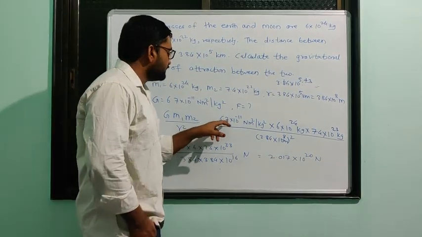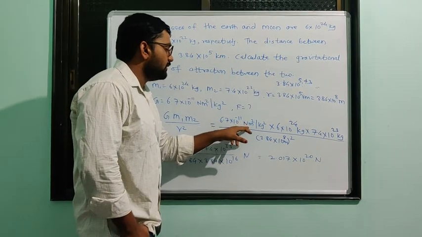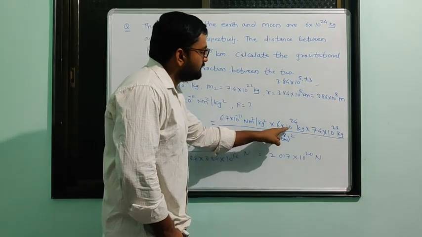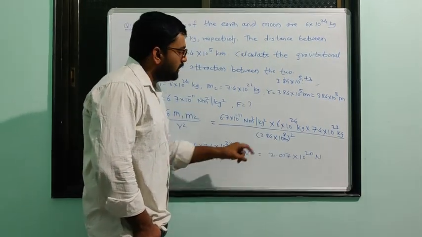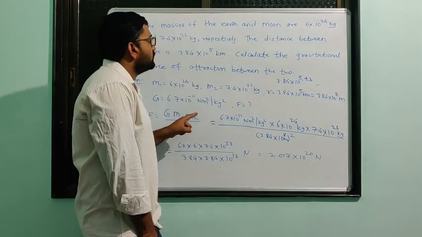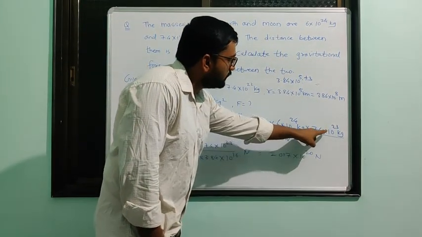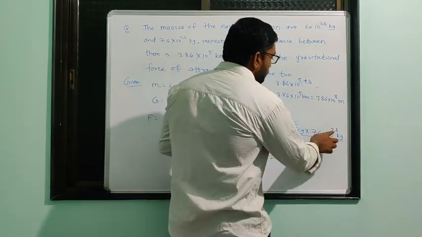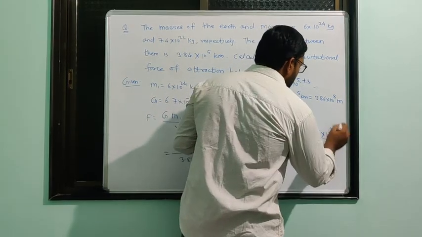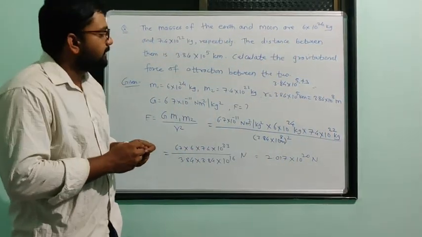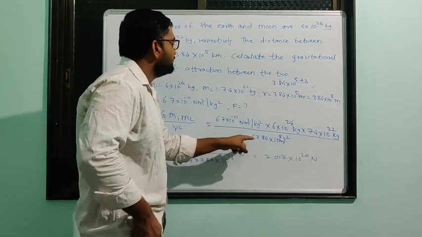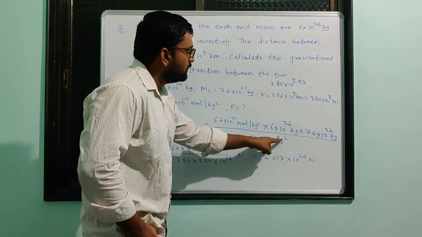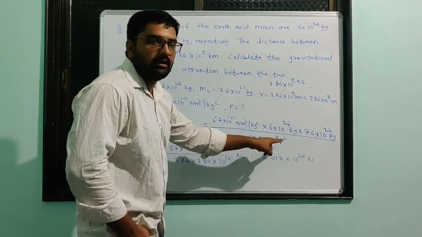So here G is 6.7 into 10 raised to minus 11 Newton meter square per kilogram square, into m1, mass of earth, 6 into 10 raised to 24 kilogram, into m2, mass of moon, that is 7.4 into 10 raised to 22, sorry, here 22 kilogram. That also we have to see. And here r square, r is a distance, that is 3.84 into 10 raised to 8 meter, that square, r square. Okay, it's square.